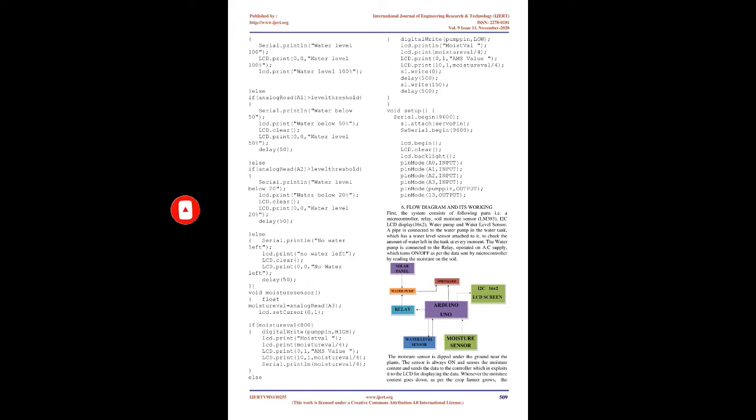3.9 Power supply. In this project we are using a 220V AC supply to operate the pump and a 9V battery along with the Arduino to operate the sensors like the moisture sensor, LCD display, water level sensor, etc. 3.10 Solar panel. Solar panels require sunlight to generate electricity. A solar panel is a combination of photovoltaic cells connected in series.